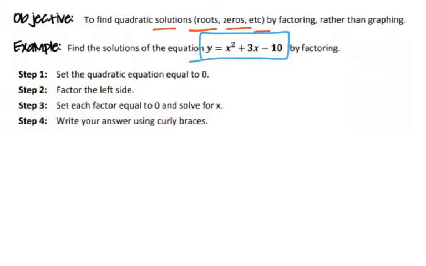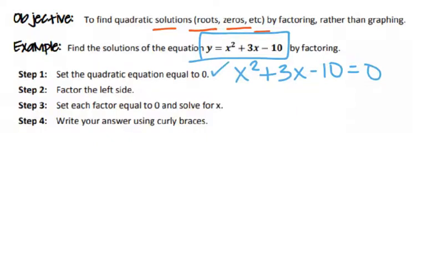So we're going to set the quadratic equal to 0. And if it wasn't equal to 0, if it was equal to another number, we would get everything to one side and make it equal to 0. Alright, so check 1. Step 2, we're going to factor the left side.